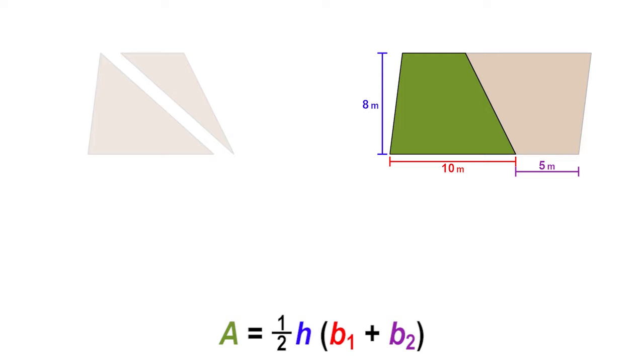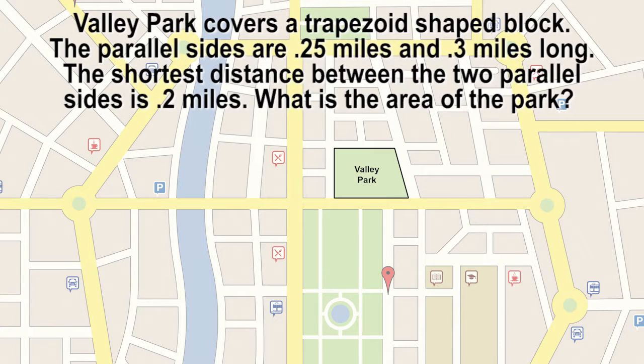Let's now use the formula for finding the area of a trapezoid to solve some area problems. Valley Park covers a trapezoid-shaped block. The parallel sides are 25/100 miles and 3/10 miles long. The shortest distance between the two parallel sides is 2/10 miles. What is the area of the park?